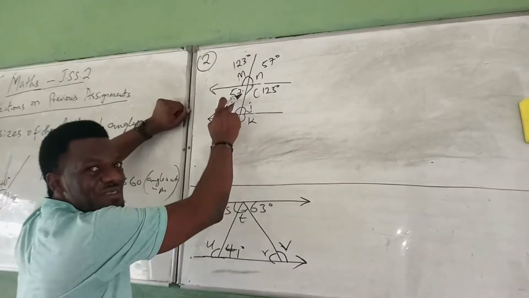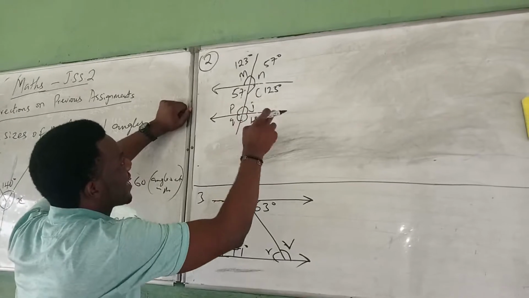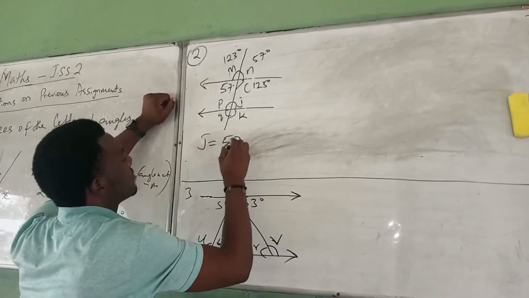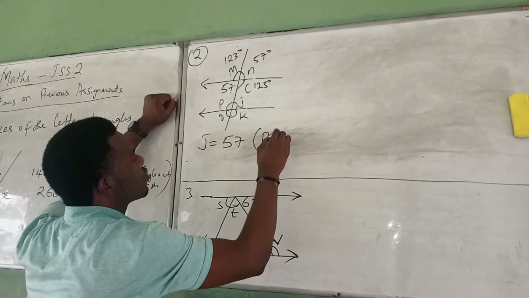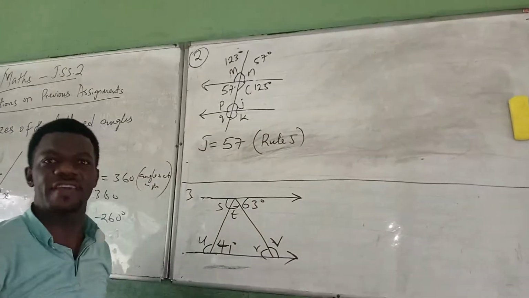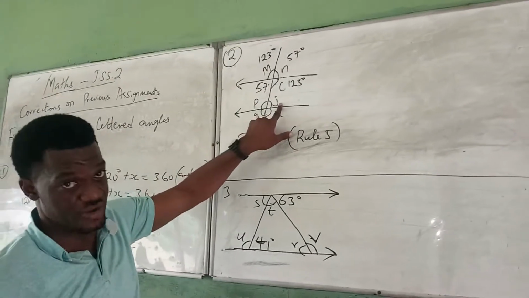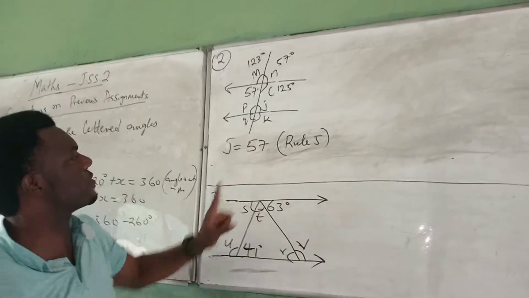J and 57. So we can say that J is equal to 57. Reason, rule 5. Alternate angles are equal. 57 is alternate to J. So that's the reason why J is equal to 57.